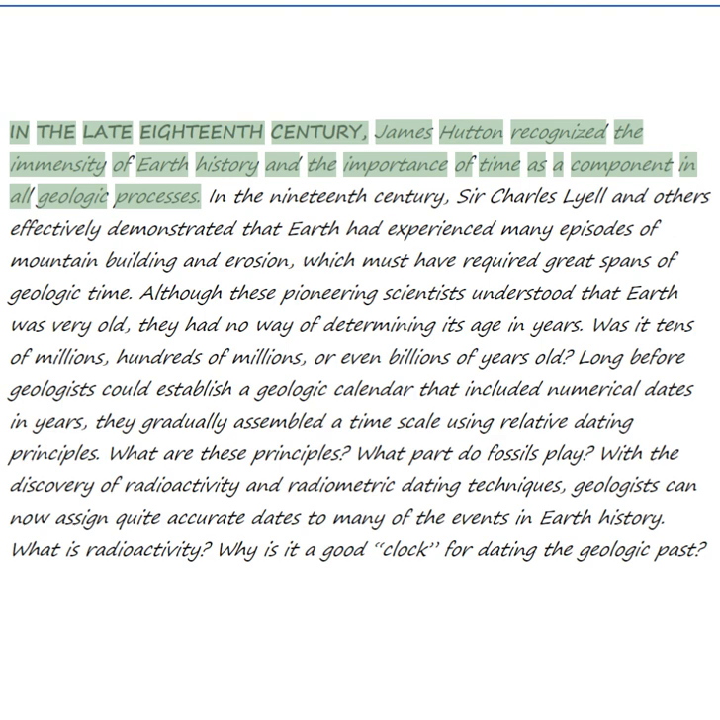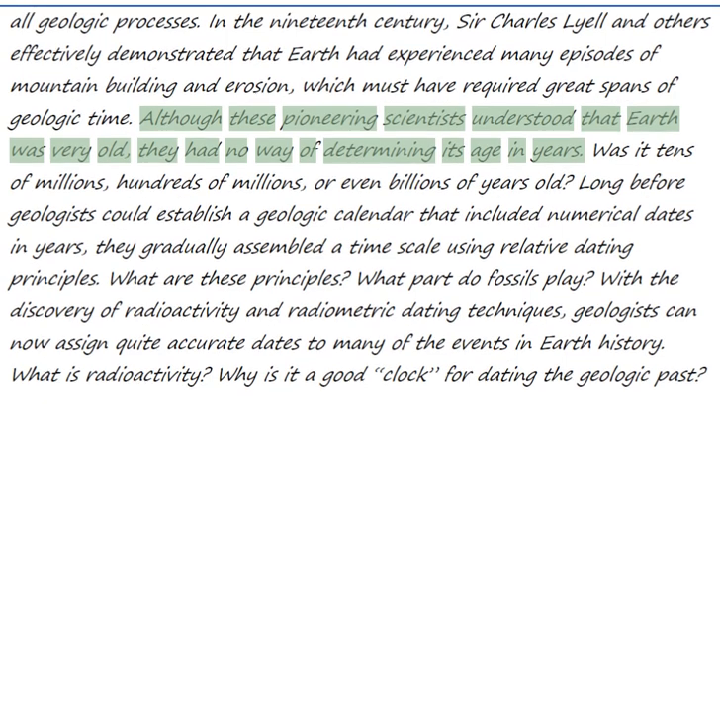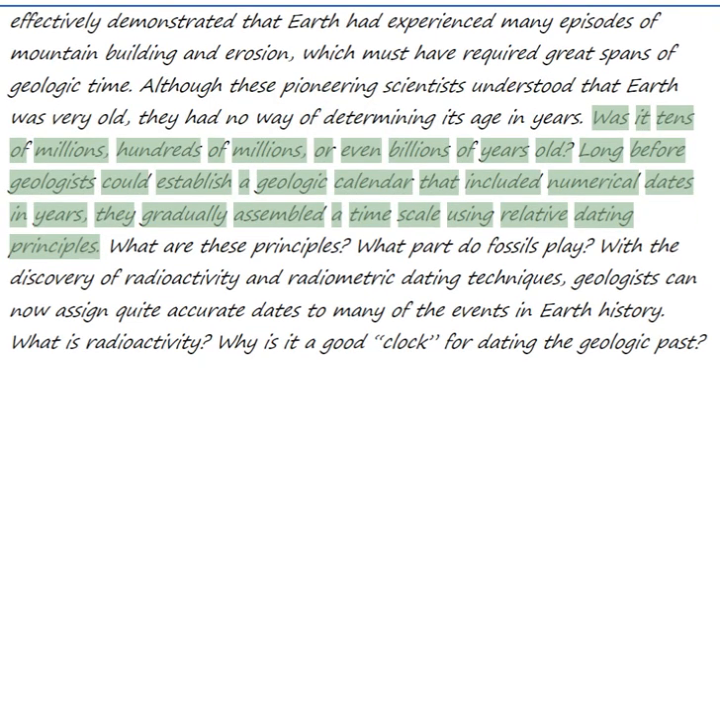In the late 18th century, James Hutton recognized the immensity of Earth history and the importance of time as a component in all geologic processes. In the 19th century, Sir Charles Lyell and others effectively demonstrated that Earth had experienced many episodes of mountain building and erosion, which must have required great spans of geologic time. Although these pioneering scientists understood that Earth was very old, they had no way of determining its age in years. Was it tens of millions, hundreds of millions, or even billions of years old?